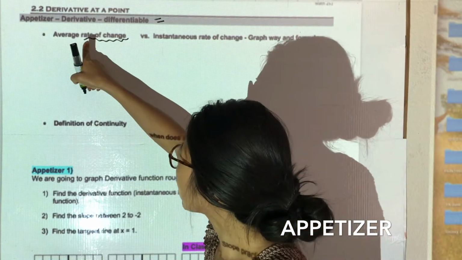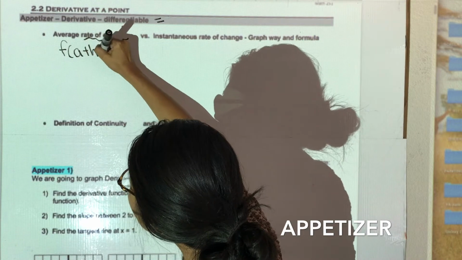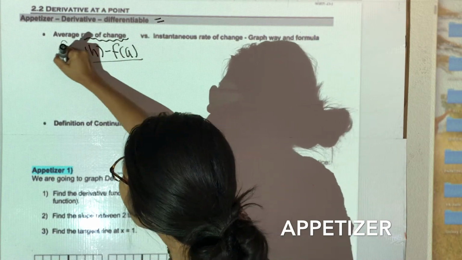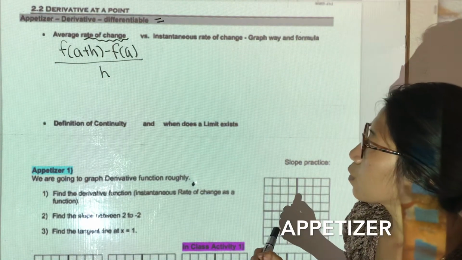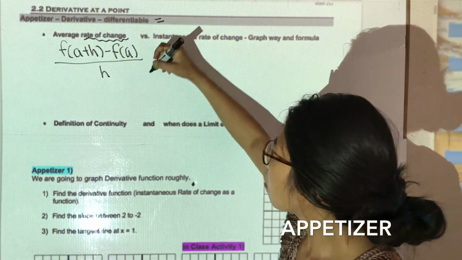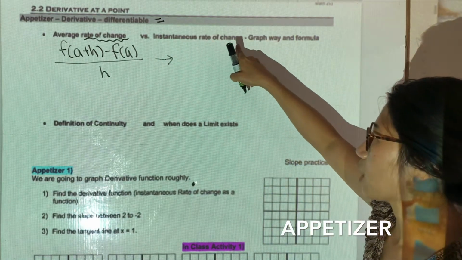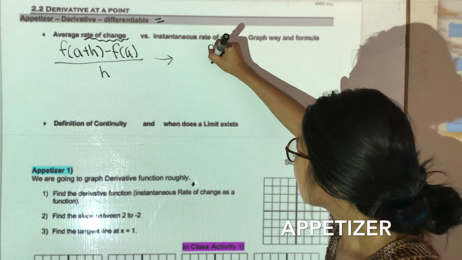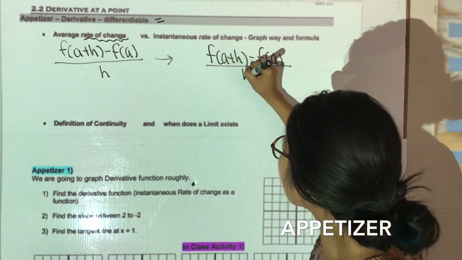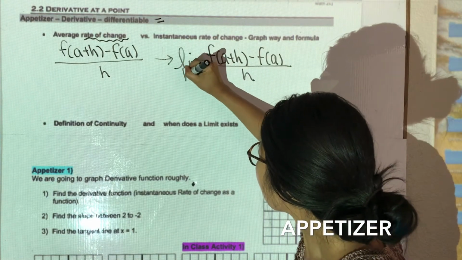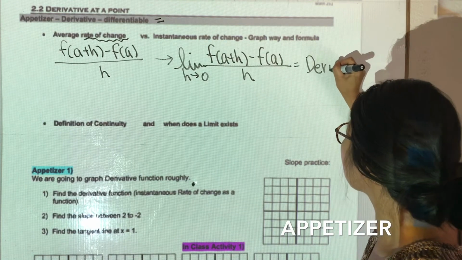So what is the rate of change? Rate of change is f(a + h) minus f(a), over h. That is the rate of change. Then if you take the limit of the rate of change, it becomes the instantaneous rate of change. After this, we take the limit as h goes to 0, and then that becomes our derivative.